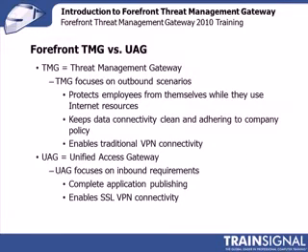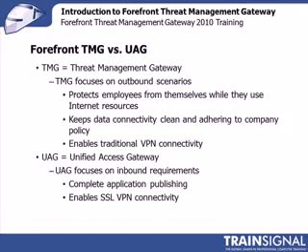Microsoft makes 2 internet protection software suites. One is called Threat Management Gateway, and the other one is called Unified Access Gateway. TMG focuses on outbound scenarios. For example, users behind the firewall need to access internet-based resources. This protects employees from themselves while they use these internet resources, and it keeps data connectivity clean and adhering to company policy. However, TMG also does provide some inbound services, for example, enabling traditional VPN connectivity and some other features.